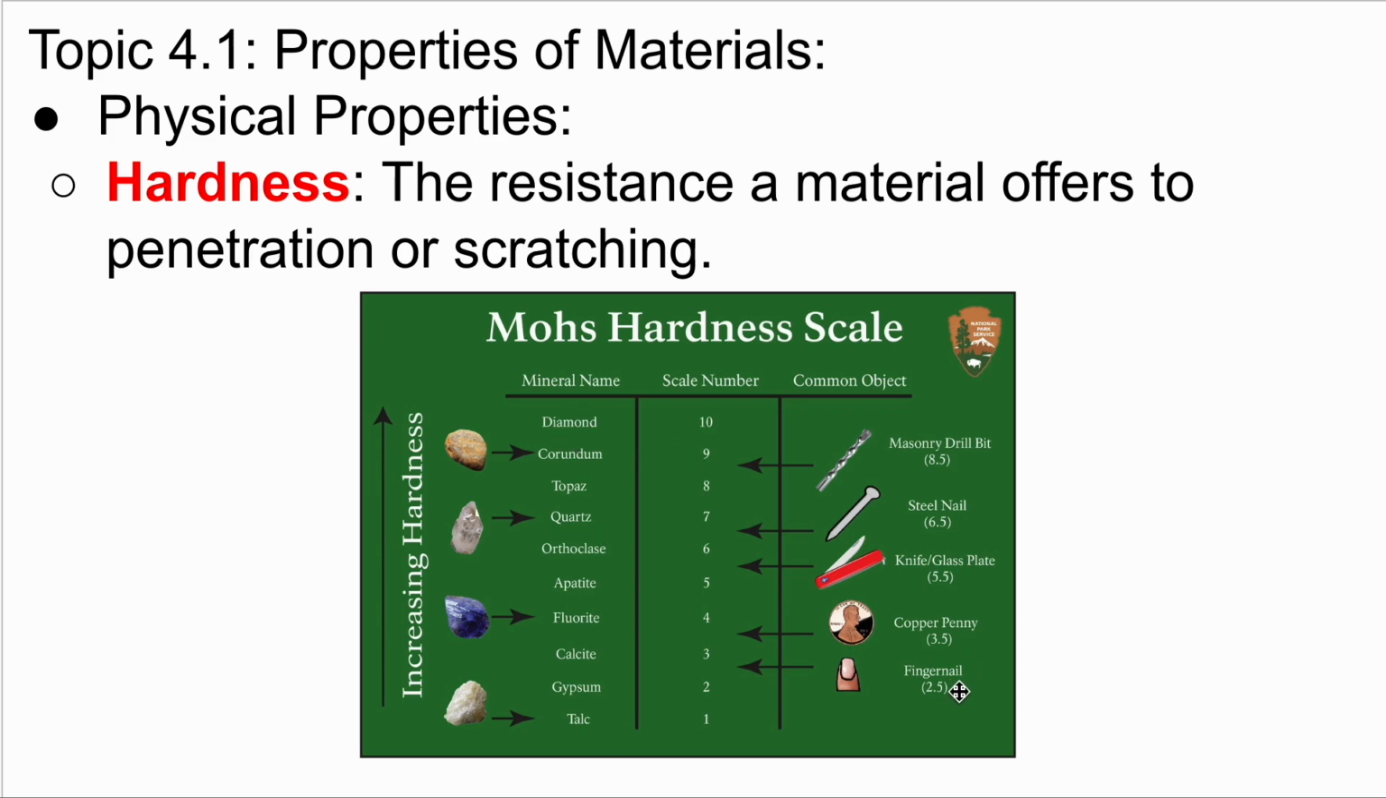You can see that a fingernail would be about 2.5. It'll scratch gypsum and talc, but it won't scratch calcite. A copper penny will scratch calcite, but not fluorite. A knife will scratch apatite, but it won't scratch orthoclase. So these are useful to have an idea of how hard something is compared to different minerals.